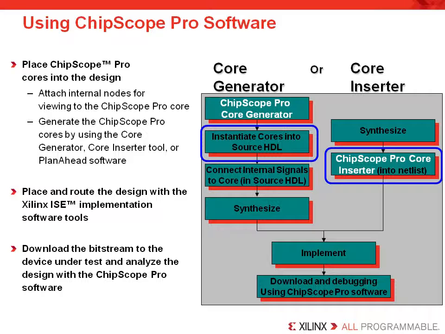The code generator flow requires you to directly instantiate the cores into your HDL code. This has the advantage of giving you access to all your HDL nodes for testing. Additionally, some of the ChipScope Pro cores can only be added to your design when instantiated into your HDL. For example, the VIO core can only be added with the code generator flow. The disadvantage is that your HDL code will have to be modified to instantiate these cores. Also note that to remove these cores from your design, you would have to comment them out.